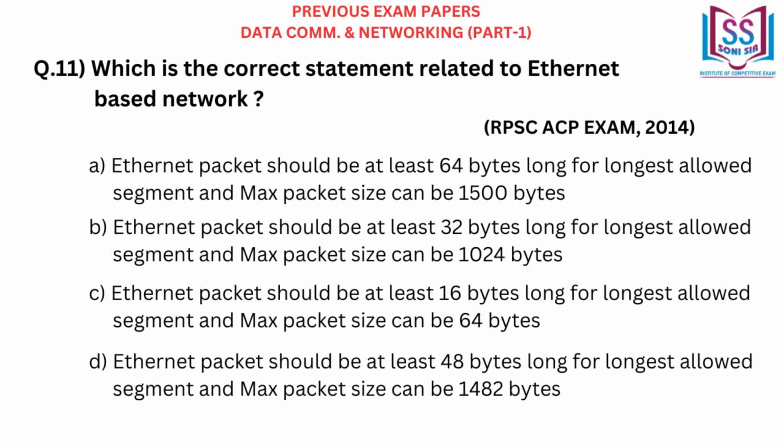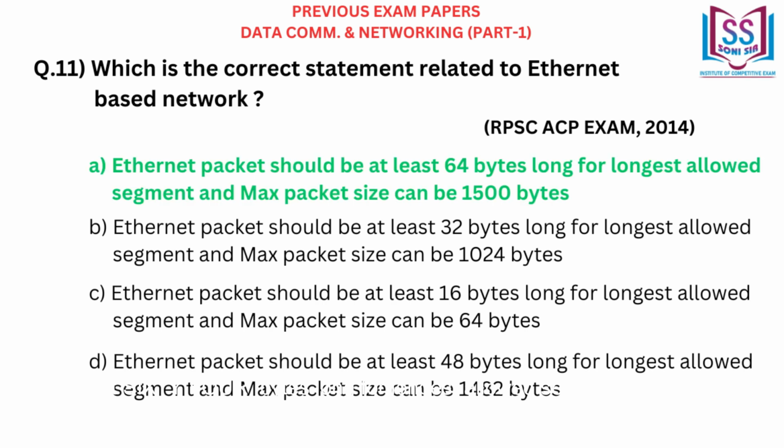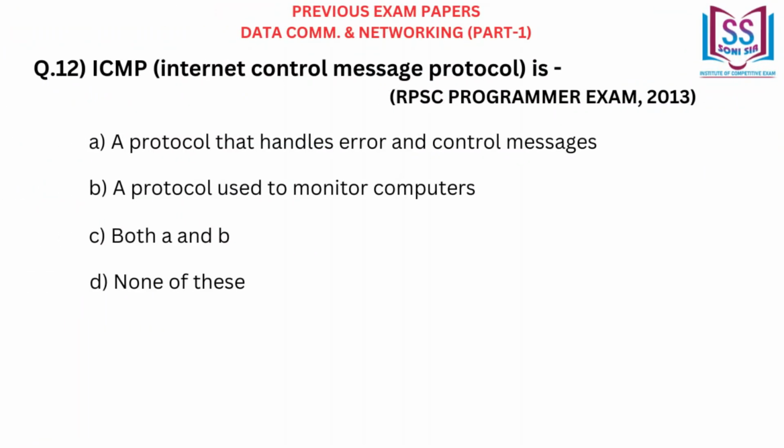Ethernet packet should be at least 16 bytes long for longest allowed segment and max packet size can be 64 bytes. D. Ethernet packet should be at least 48 bytes long for longest allowed segment and max packet size can be 1482 bytes. Correct answer A. Ethernet packet should be at least 64 bytes long for longest allowed segment and max packet size can be 1500 bytes.